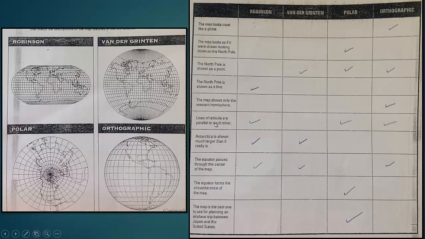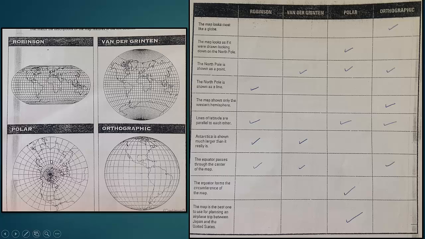Lines of latitude are parallel to each other. Those would be the Robinson, the polar, and orthographic maps. Antarctica is shown much larger than it really is. Here Antarctica is distorted. Here Antarctica is distorted. The equator passes through the center of the map. Equator, equator, equator. That's why I say you need to know what the equator is. That's the equator, that's the equator, that's the equator.